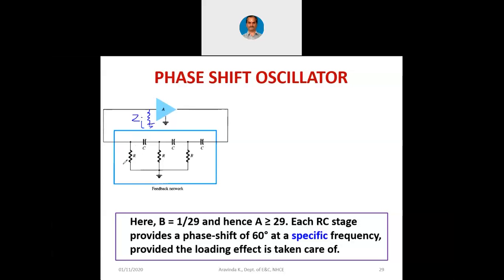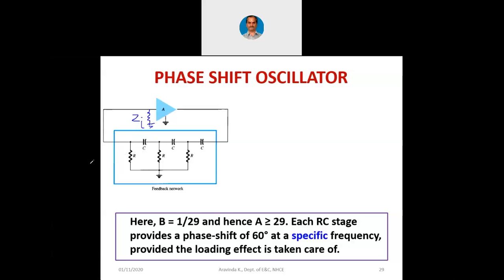Now, when this R is in parallel with Zi, naturally what will happen? The phase shift will not be 180 degree. See, this is C and R, this is C and R. Now, this is C and R parallel with Zi. So, naturally, the leftmost circuit will not produce 60 degree phase shift because the value of R has now changed.